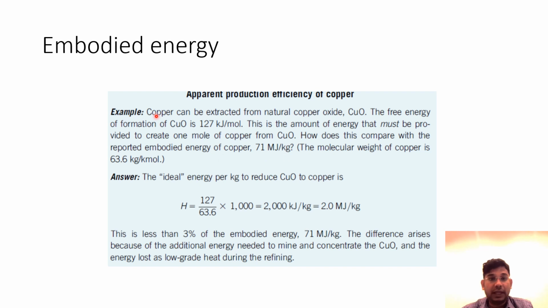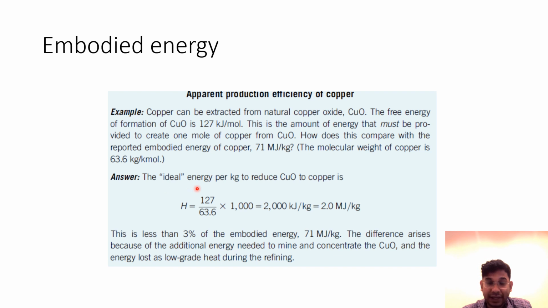Okay. So let's say copper can be extracted from natural copper oxide, CuO. The free energy of formation, which is an inherent thermodynamic value, is 127 kilojoule per mole. And this is the amount of energy that must be provided to create 1 mole of copper from copper oxide. So that's the theoretical one. How does this compare with the reported embodied energy of copper, 71 megajoule per kilogram? That is the reality.